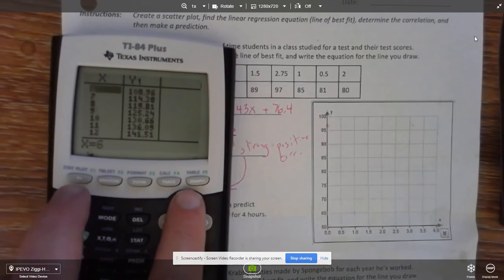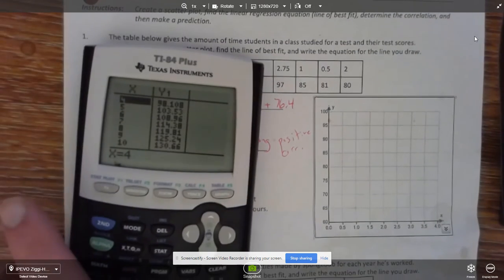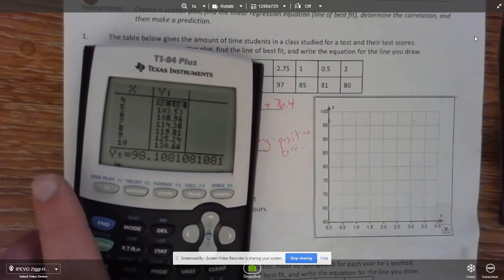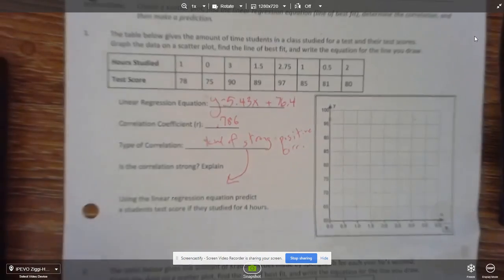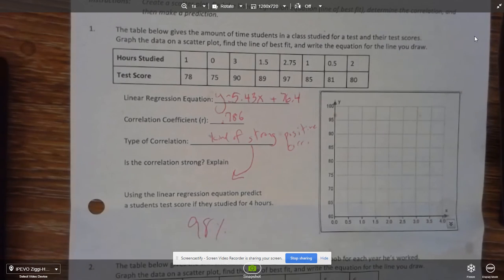And at 4 hours, we're looking at about a score on the test of 98, which is pretty darn good. That's a pretty good score. And you can do the scatter plot on your own. I have faith that you can do that.